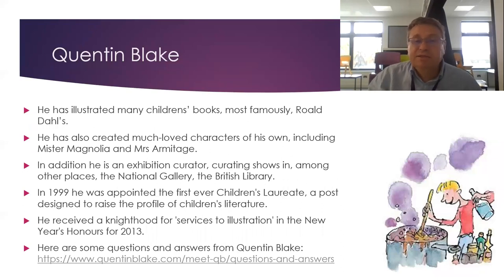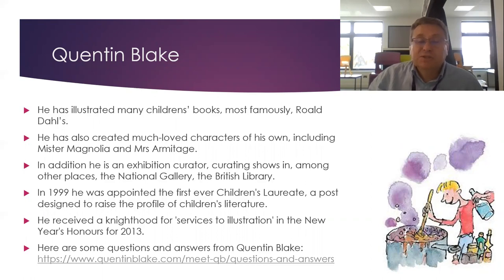He illustrated many children's books, obviously most famously the Roald Dahl books, and he's created much loved characters in his own right, Mr. Magnolia and Mrs. Armitage, for example. In addition, he's had exhibitions at the National Gallery and the British Library. He was appointed the first ever children's laureate, a post designed to raise the profile of children's literature, and he's received a knighthood for his services. So actually we should be calling him Sir Quentin Blake.